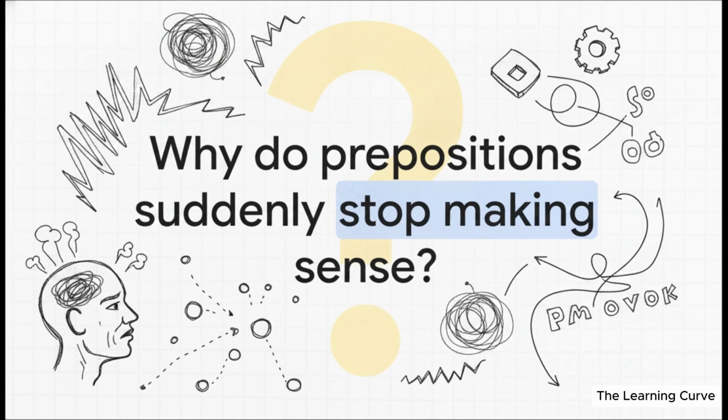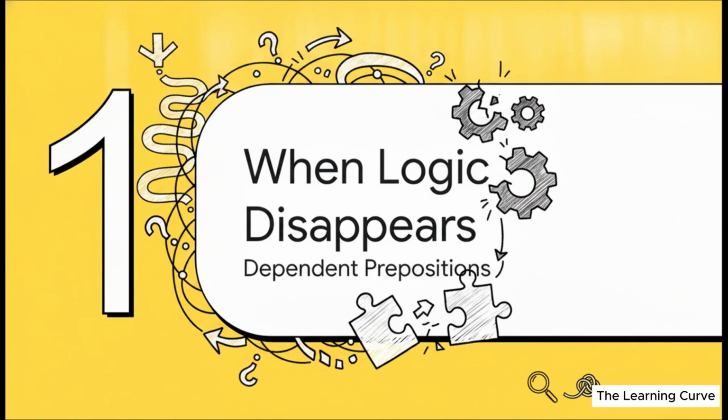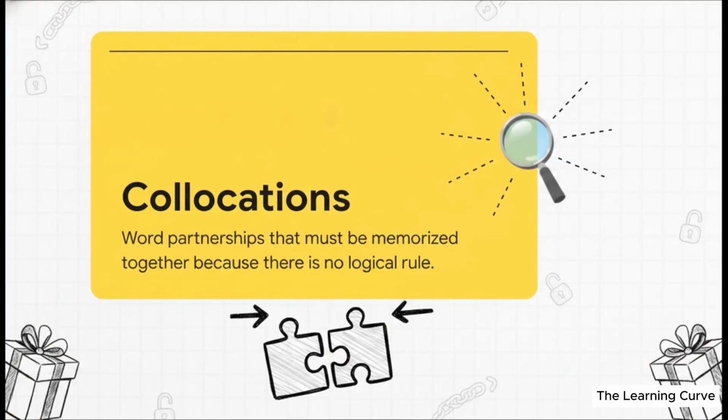Suddenly, prepositions aren't just about where something is or when it happens. They become intricately tied to specific words for reasons that are, quite frankly, completely illogical. Which brings us to section 1, when grammar logic disappears, mastering dependent prepositions. So how do we actually bring order to this chaos?